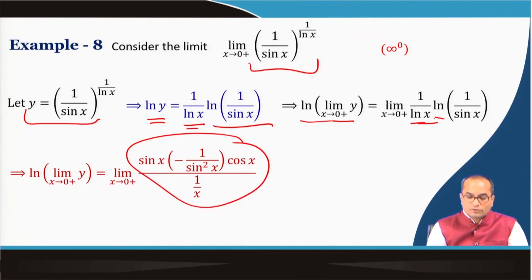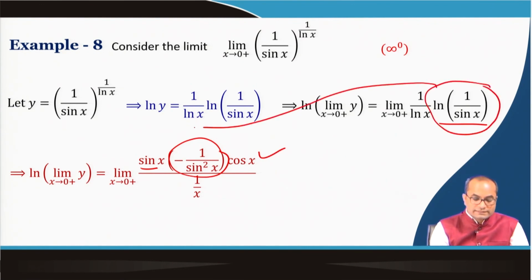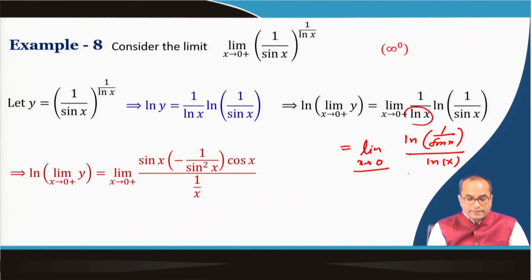So we have applied the L'Hopital rule here. So this ln of 1 over sin x, the derivative of 1 over sin x is minus 1 over sin square x times cos x. So the derivative of this ln of 1 over sin x is here in the numerator, and then in the denominator we have basically ln x. So we have considered this limit as again x goes to 0 plus, and then in the numerator we have 1 over sin x, and here we have the ln x, right. So this is infinity by infinity form, and therefore we applied here the L'Hopital rule.